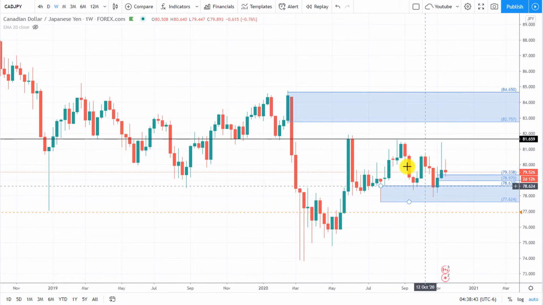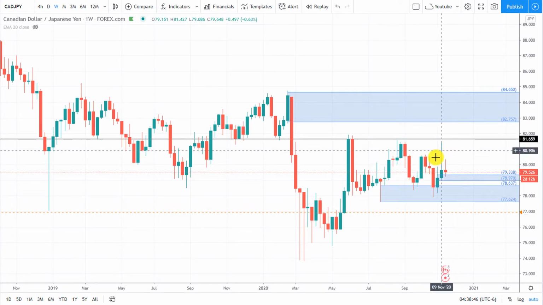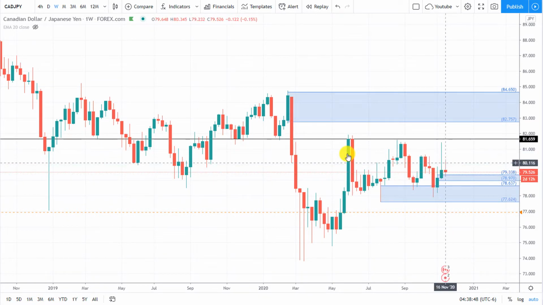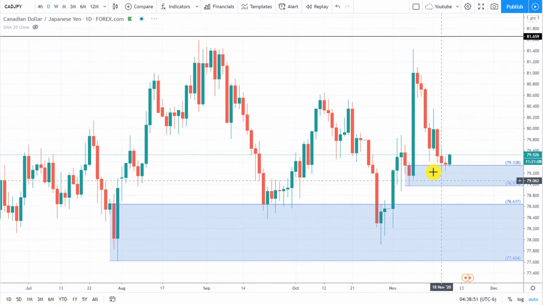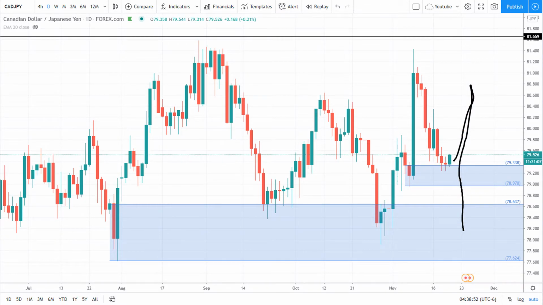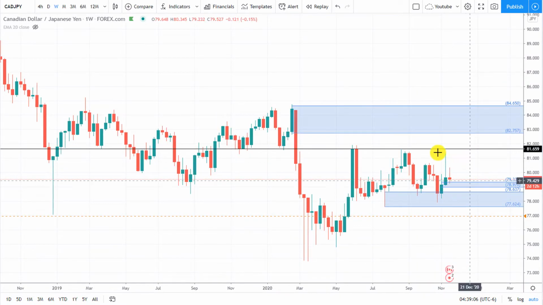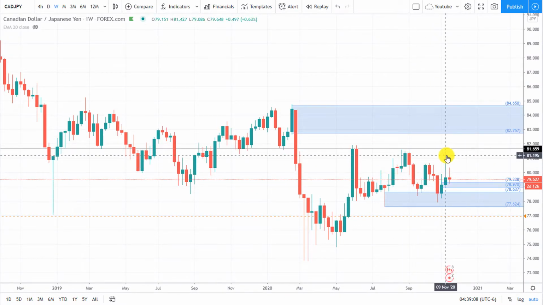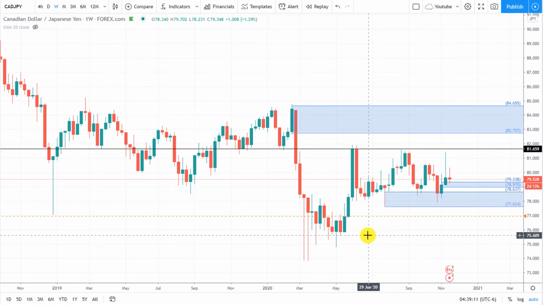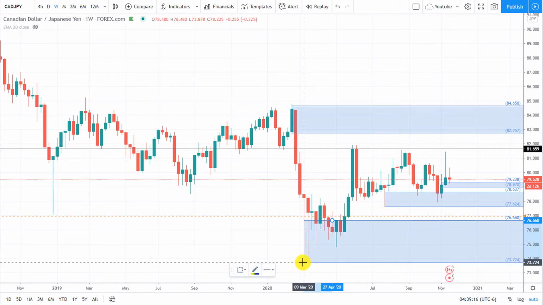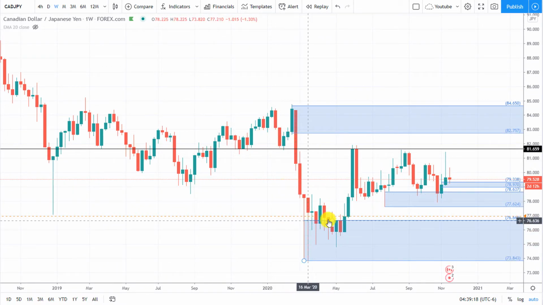On the weekly, because of the bearish pin bar, this could react a little bit, but most likely it's going to go back down just because of the weekly pin bar here. Usually when it does that, it drops lower. There's another zone down here on the weekly. Lots of trading here.